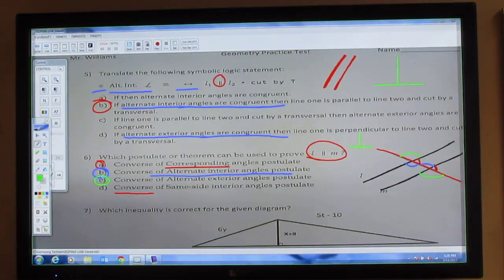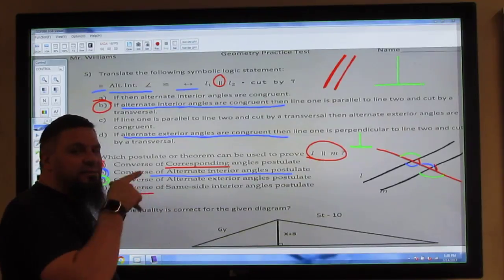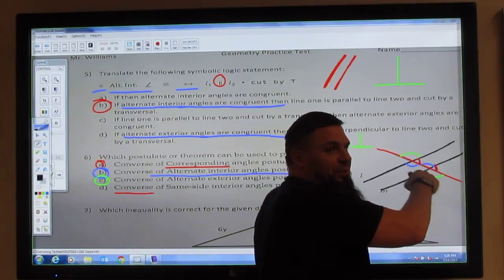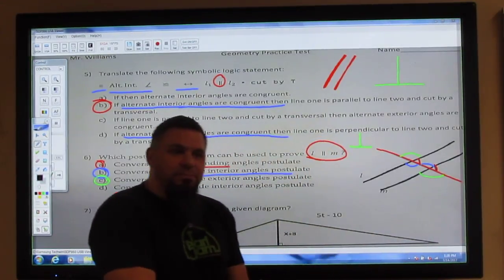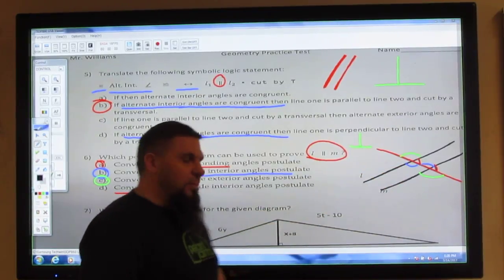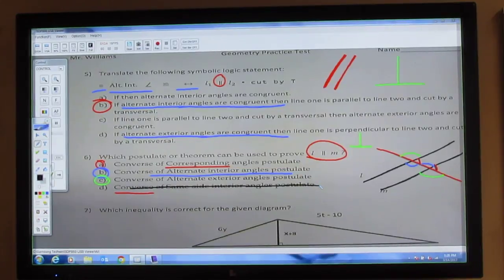And then the last one, we only got one more color, so I'll have to do it in black. Is the same side interior. So that means they're inside. Are the red and the blue the same? Do they even look the same? No. No, that's not true. That's what I was gonna go with too.